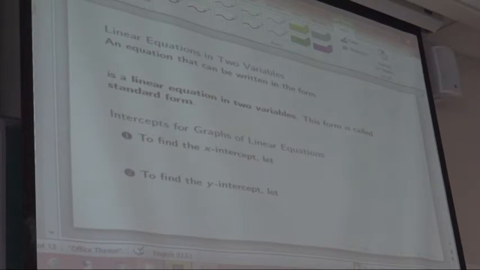Let me add a slide. And the graph, we'll draw the graph later, we'll learn how to draw it. But anyway, the graph of any linear equation in two variables is a straight line.